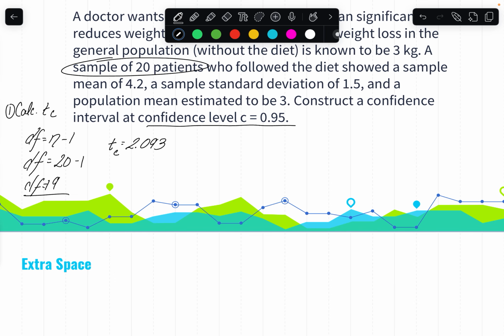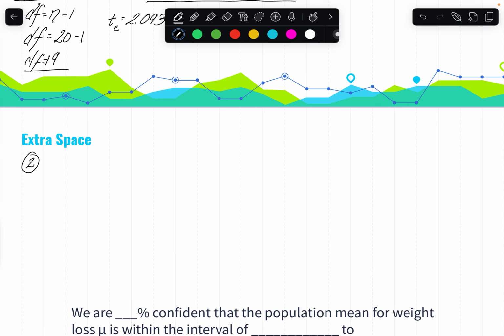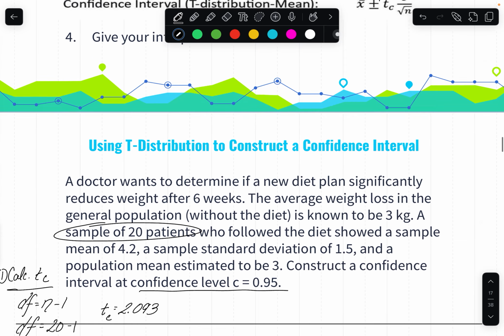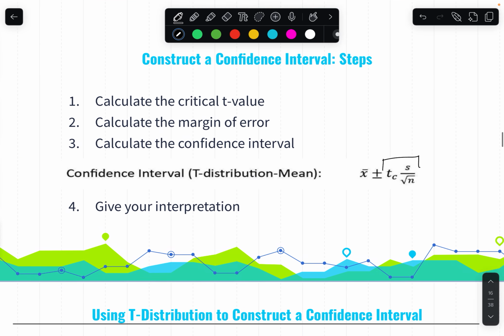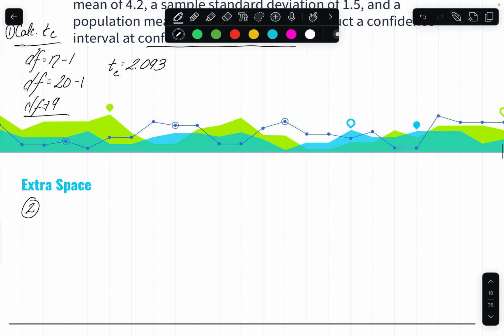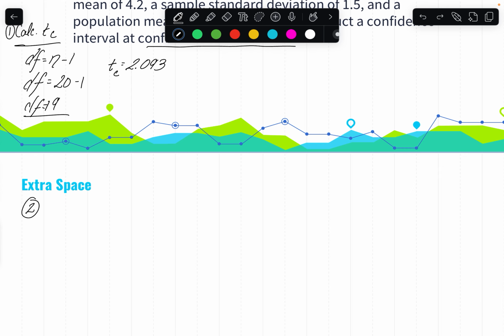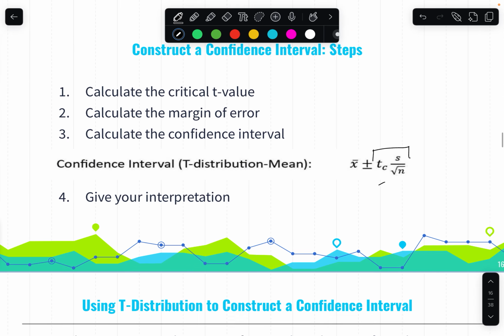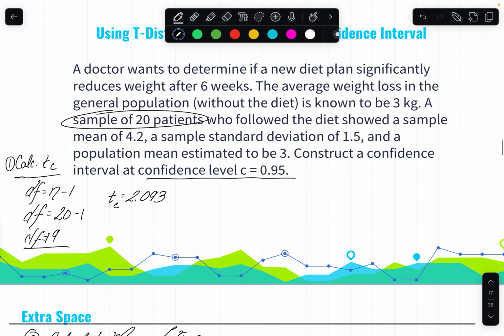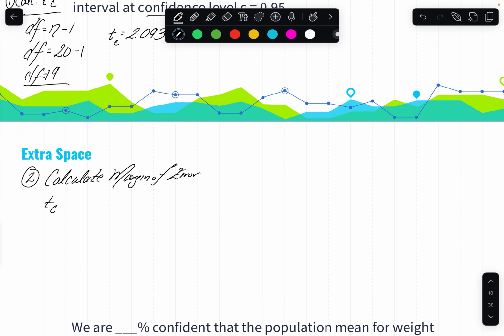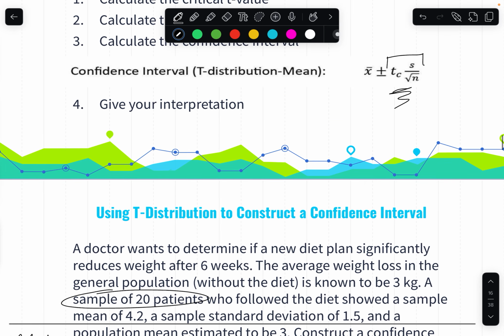Okay. And I forgot to write out the step there. So the first step was to calculate the t critical value. Let's actually use the extra space slide for once, because our next step here is to calculate the margin of error. Okay, so the margin of error, well, if we write out the step, margin of error is the second term on the confidence interval equation. That's the critical t-value multiplied by the sample standard deviation divided by the square root of the sample size.